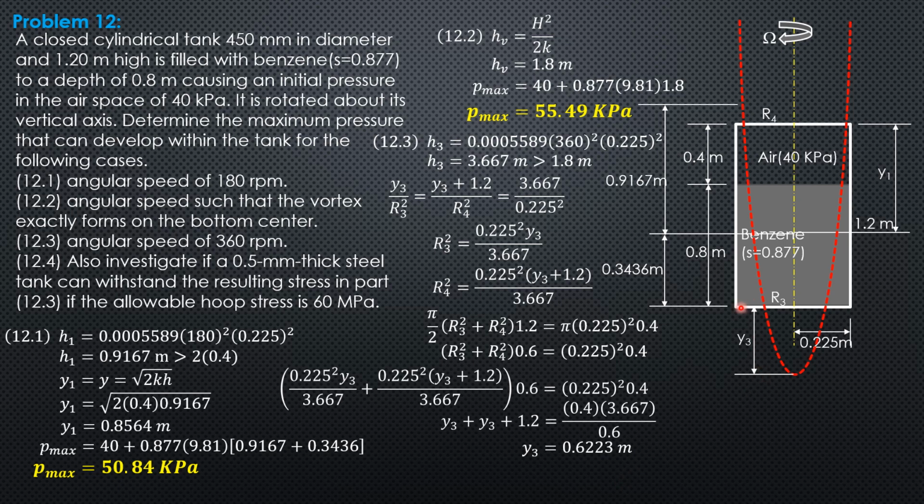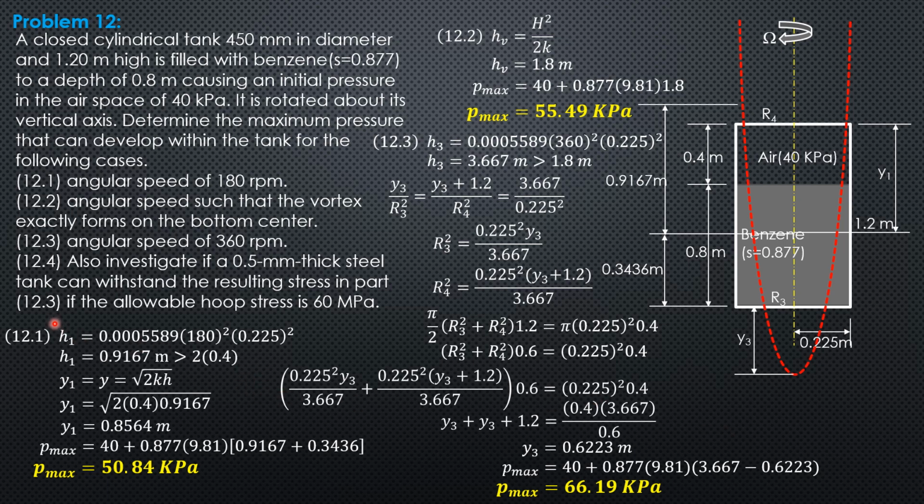Therefore, the height from the surface of 40 kilopascals pressure down to the intersection of the periphery of the bottom and the walls is 3.667 minus y3. So the maximum pressure is 40 plus 0.877 times 9.81 times the quantity 3.667 minus 0.6223. The maximum pressure therefore is 66.19 kilopascals.